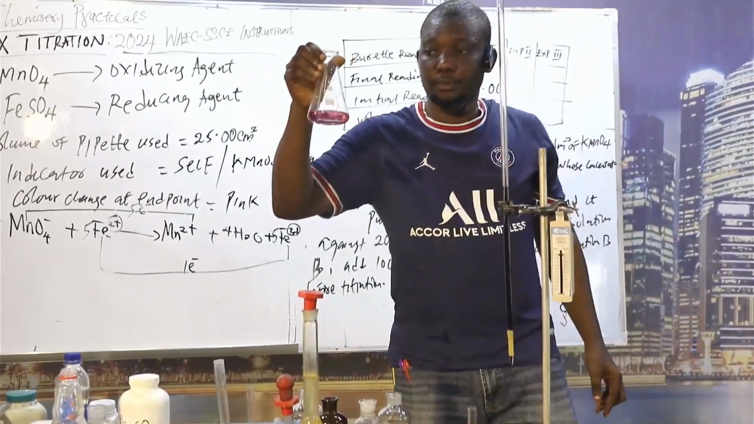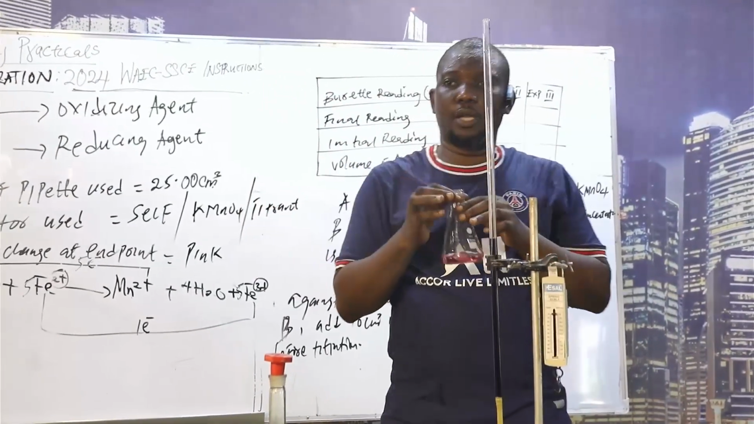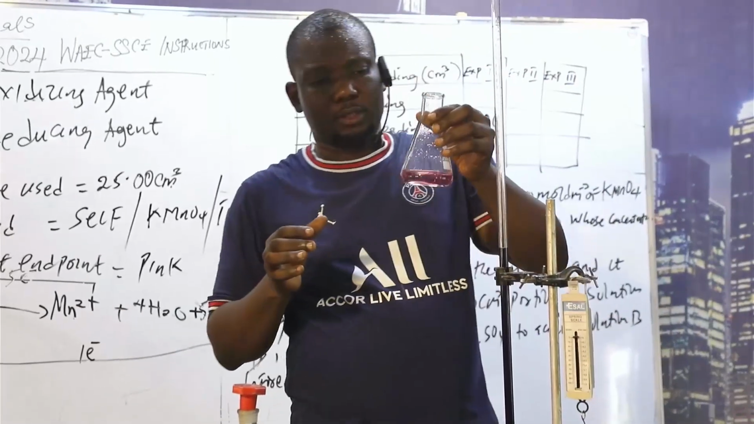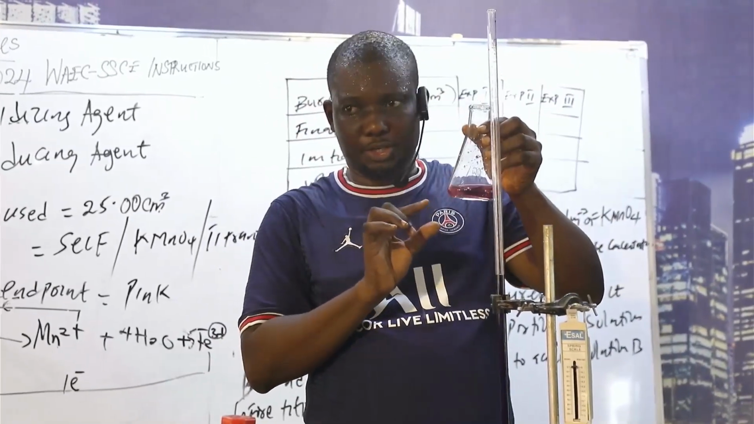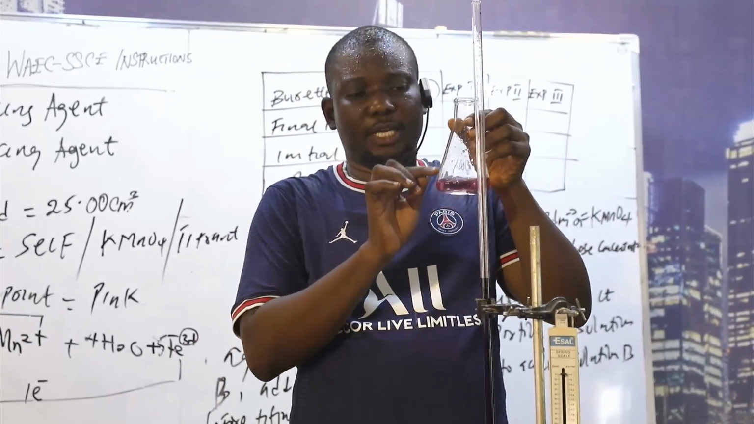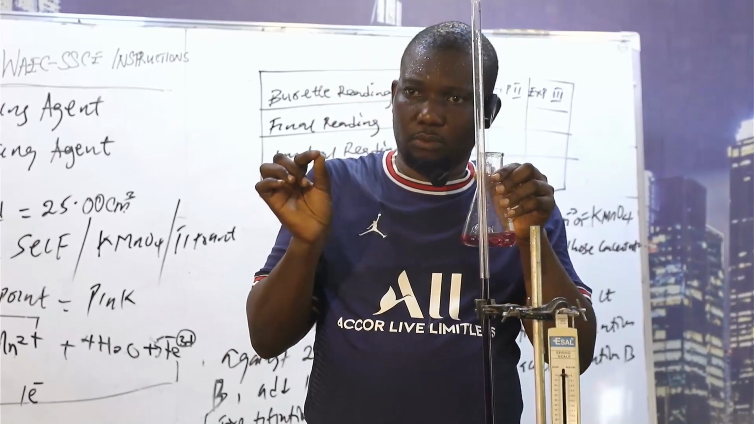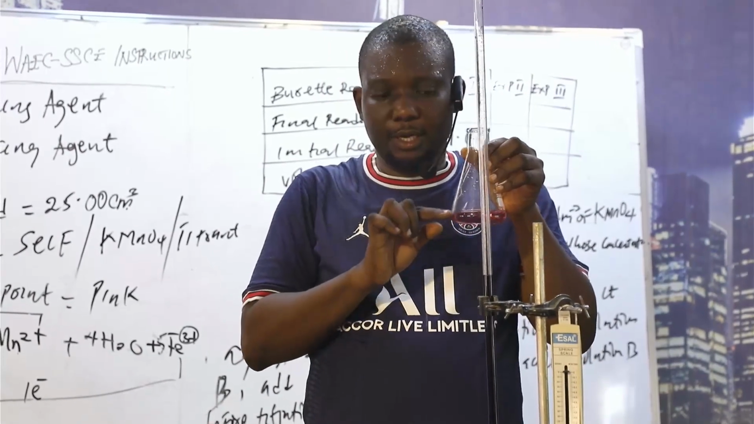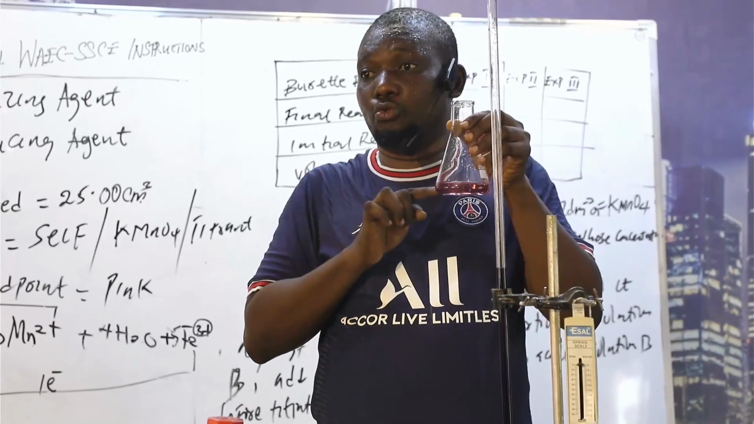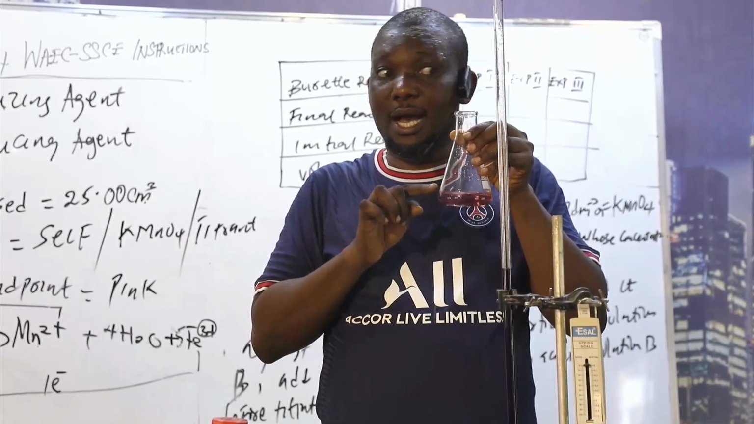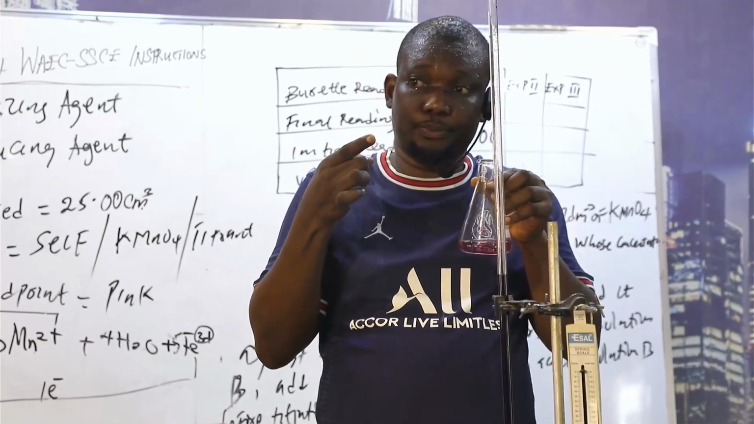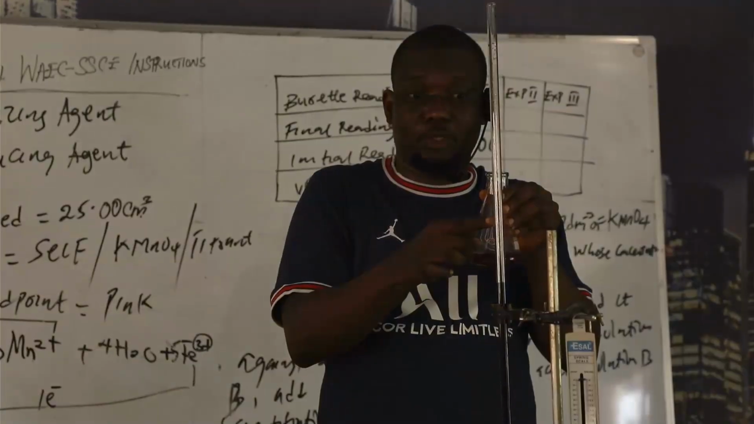Has it changed? Now, who can tell me? Okay, now, in this titration, the reason why the color persists, that it doesn't turn colorless, is because all the Fe2+ in the conical flask has been what? Used up.